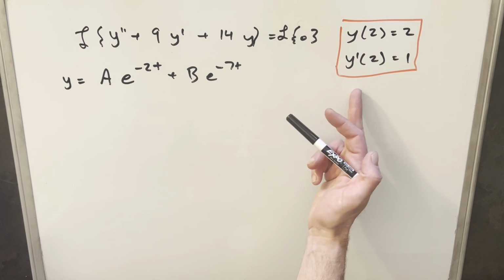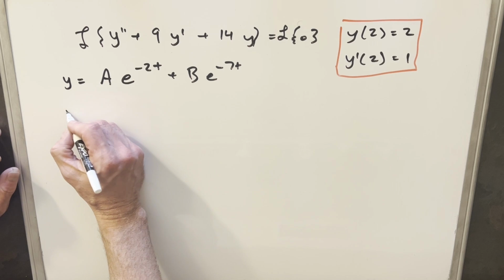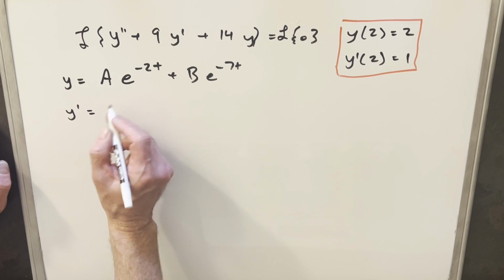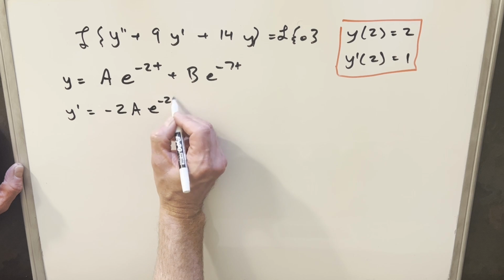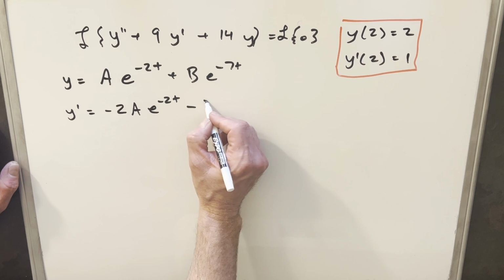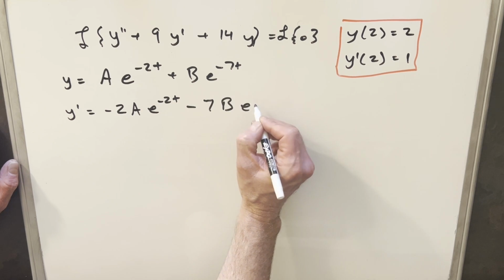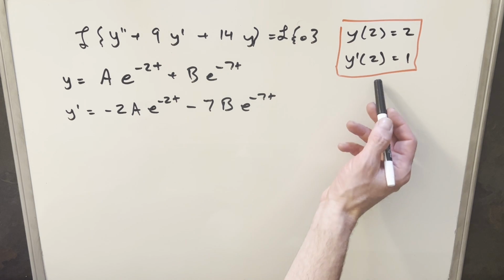The first thing we're going to need is, notice we have a derivative here. So I want to find out what is the y prime value. We can just take a derivative of this thing, and we're going to have -2a e^(-2t). And then here the derivative is going to be -7b e^(-7t). And then we'll use what we have here.